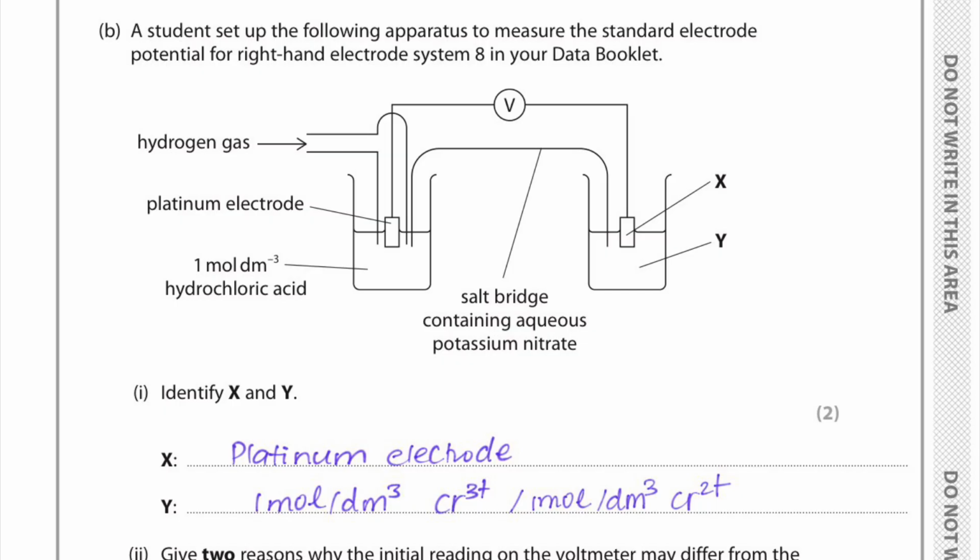So we see the setup. There is hydrogen gas coming in, there is a platinum electrode, 1 mole per dm³ hydrochloric acid, a salt bridge, and then parts this side. Remember, system 8, this is going to be chromium. So they say identify X and Y. X is going to be platinum. Y is 1 mole per dm³ chromium(III) and 1 mole per dm³ chromium(II).